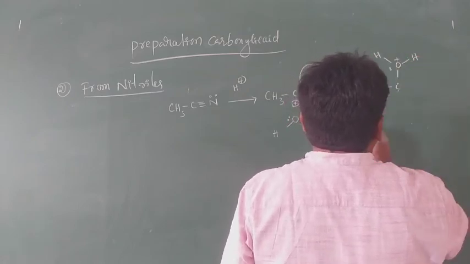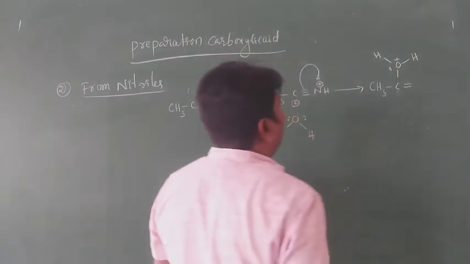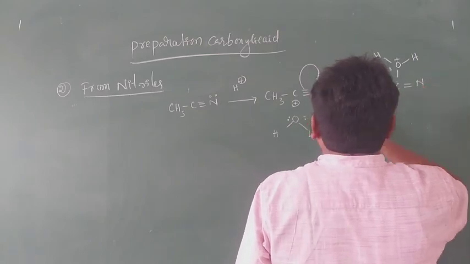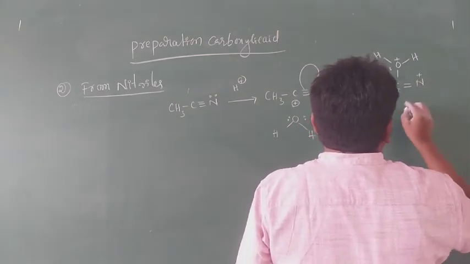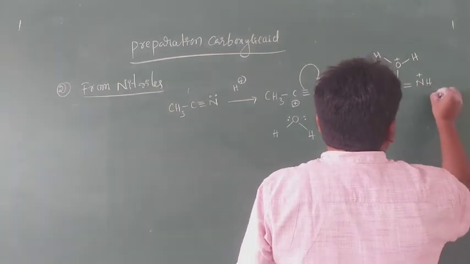It is a lone pair. Next one, it is a double bond. Okay, double bond is there. It is N, N plus. It is a very important mechanism. N plus and H. Next one, what happened here?